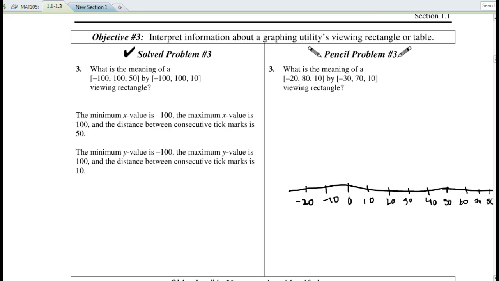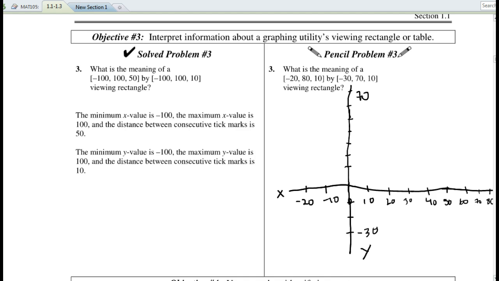So that's basically what the picture looks like in the x direction. How about the y direction? The y direction says negative 30 to 70, again with step sizes of 10. So we'd come down here, we'd have negative 10, negative 20, negative 30, and then when we go to the top, we got to count by 10s to 70. 10, 20, 30, 40, 50, 60, and 70 all the way at the top of my y-axis.